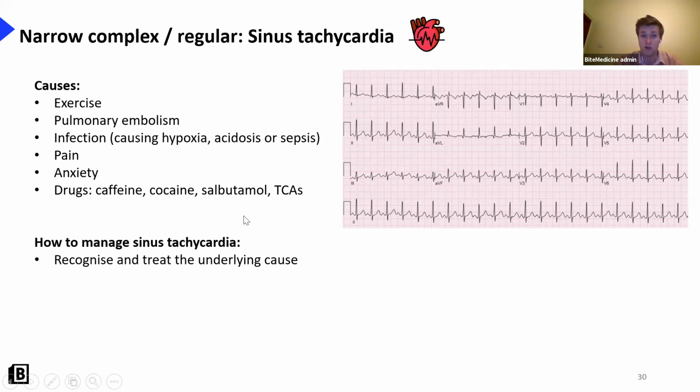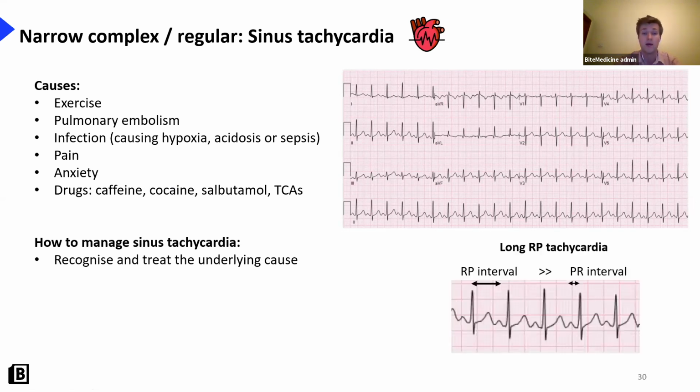How to manage it? Well, make sure you recognize that it is sinus tachy, first of all, and there's no shame in getting someone to double check it. Absolutely no shame. And something that I was taught that has proven to be somewhat helpful is this concept of the RP interval. So what the RP interval is, you look at the R wave and then the following P wave, okay?